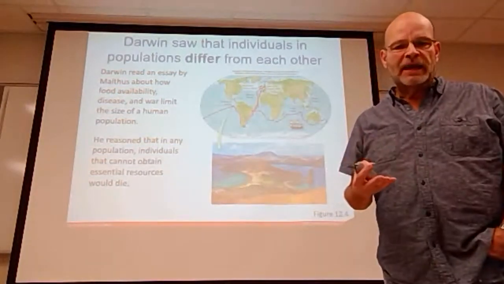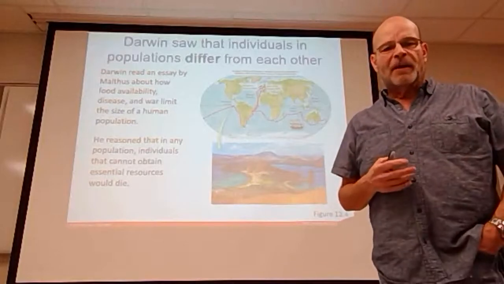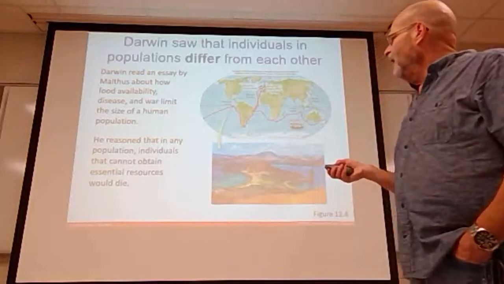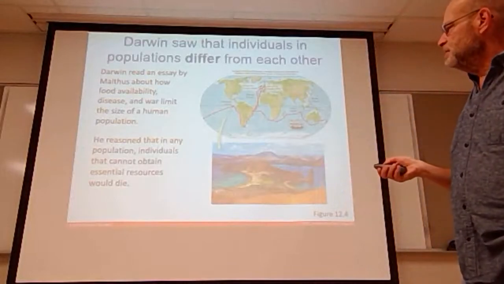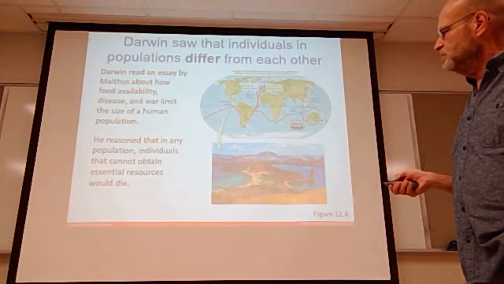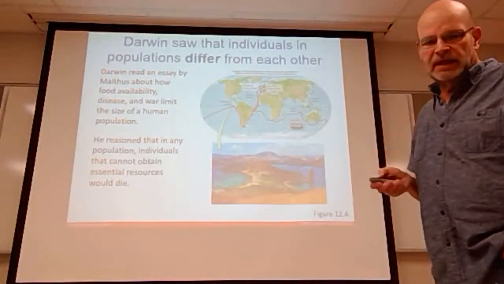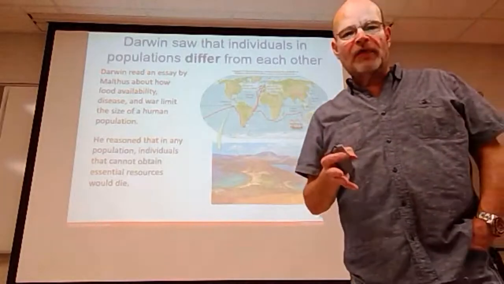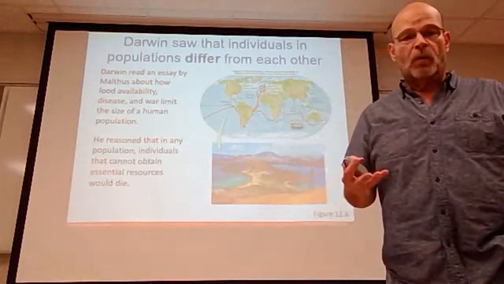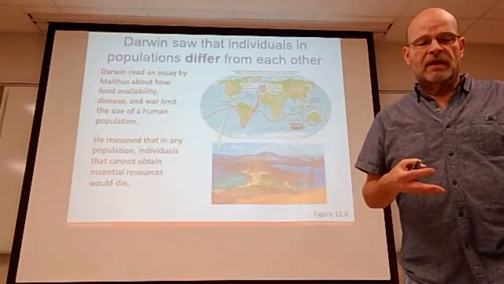Humans start to overpopulate the planet, and we have a big war and kill off a bunch of us. And then the population starts to build back up, and we have another big war to kill off a bunch of them. He reasoned that in any population, individuals cannot sustain essential resources, would die. And basically what Malthus was saying is the planet Earth has a carrying capacity that if you go beyond that, the planet won't be able to sustain it, and we'll all starve to death.